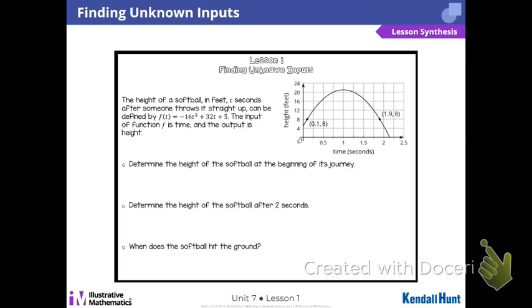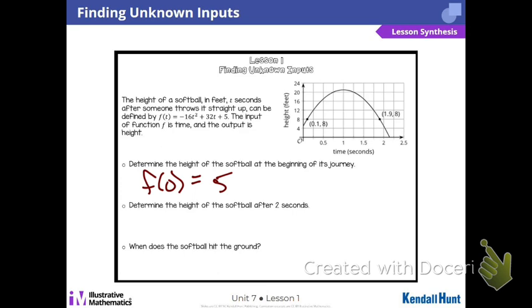Hey, let's do the lesson summary together. What's the height at the start of the journey? Well, I'm going to hand this out to you in a second. At time of 0, right? No, when time is 0, how high is it? 5. This is 0.18, which is a random point.